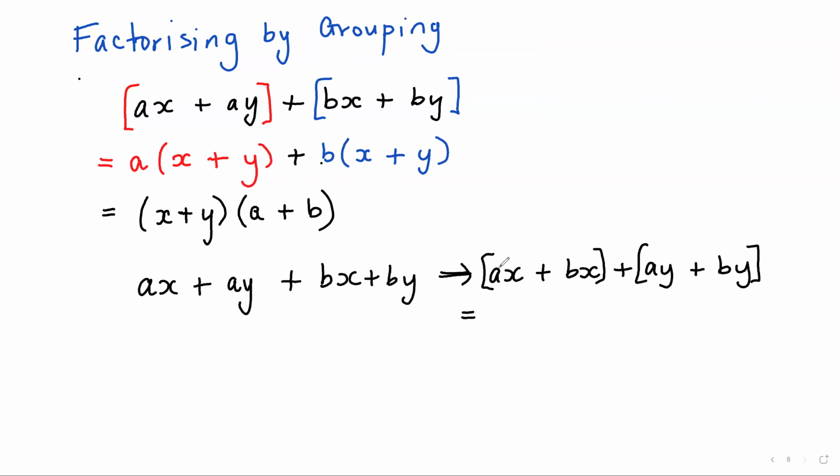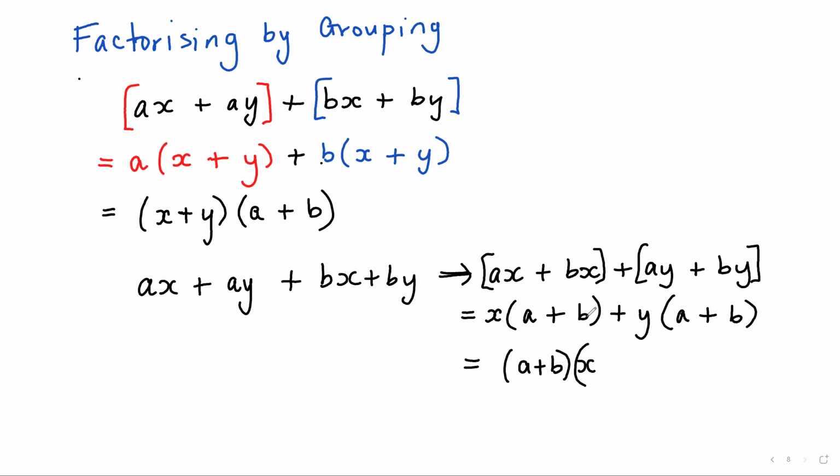The common factor between ax and bx is x. So x times a gives me ax and x times b gives me bx. Similarly, when we bring down this plus sign, the common factor between ay and by is y. So that would be y times a is ay and y times b is by. So now you see I have my repeated factor a plus b. So that comes out here. a plus b times x will give me x times a plus b.